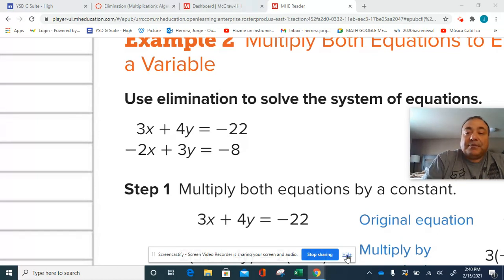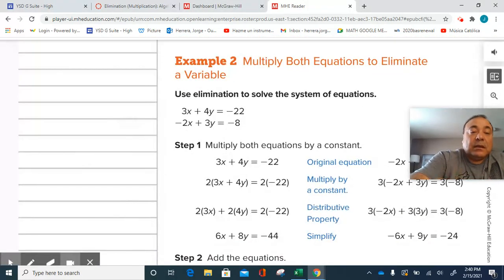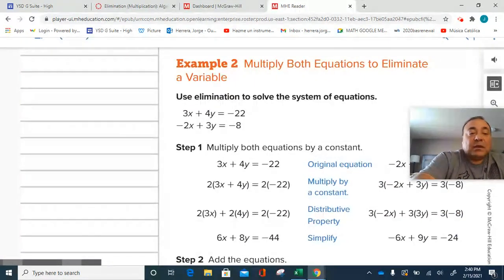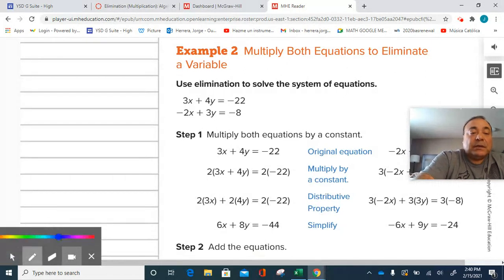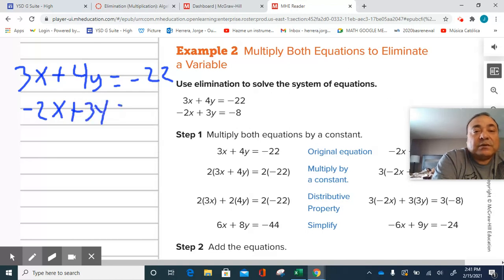So let me see if we can go through here just a little bit. Let me come back to this. So let's say we have this, guys. Okay. So what I'm going to do, guys, I want to rewrite this. So let's say we have 3x plus 4y equals negative 22. Then I'm going to have negative 2x, and they're all lined up, as you can see, the y's with the y's, and 3y equals negative 8.